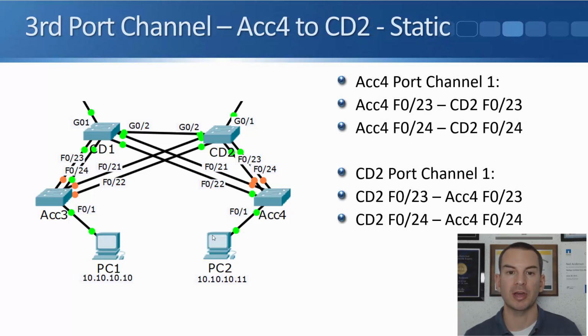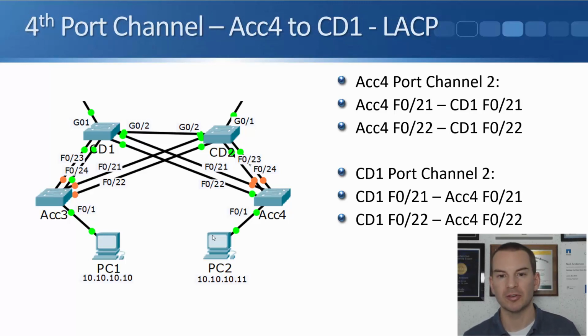The third port channel will go from access 4 up to CD2, on the right-hand side of the topology. I'll use static for that, so you'll see all three. And we've got one left over, so I'll use LACP for that again. Okay, so that's what I'm going to configure. So let's start off on our switch access 3.